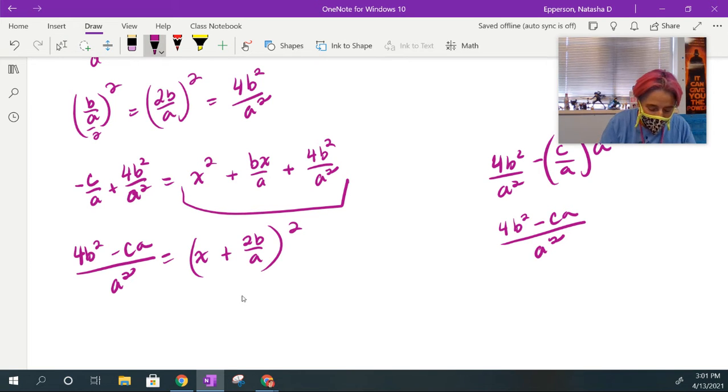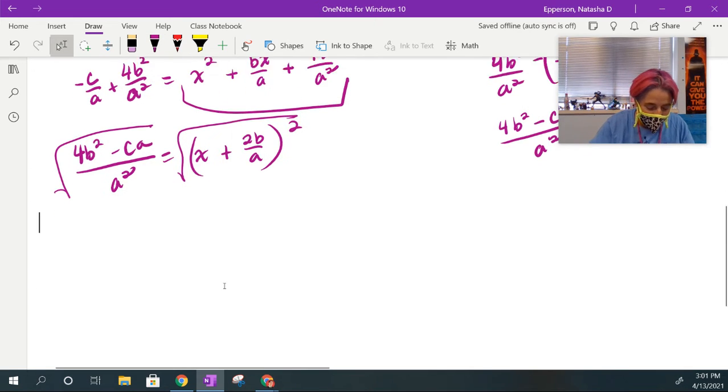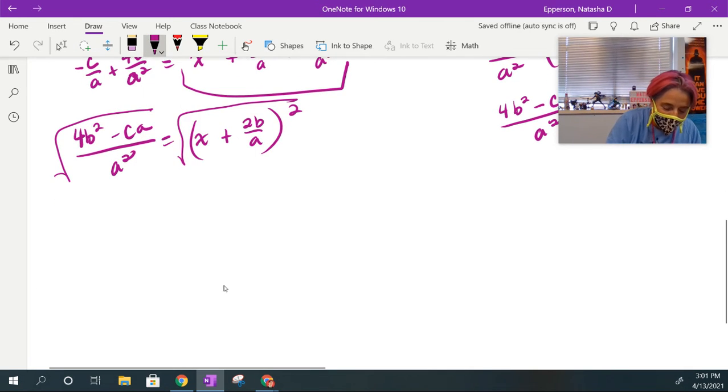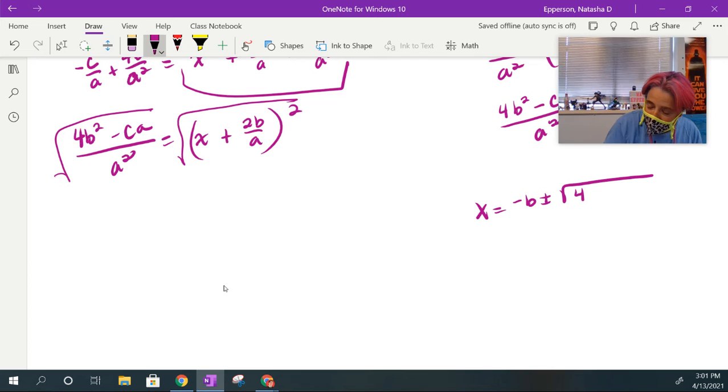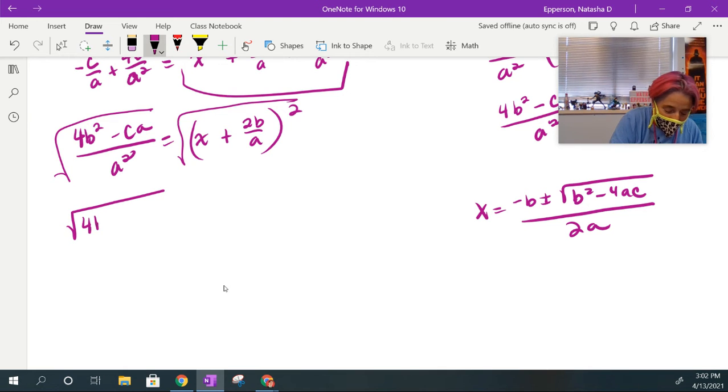All right, now I'm going to take the square root of both sides. We'll see if I made a mistake. I might have to redo this. We'll find out. It should give me the quadratic formula, which is x is equal to minus b plus or minus the square root of 4b squared minus 4ac all over 2a. All right, I'm going to take the square root of the top and the bottom. So that's the square root of 4b squared minus, yeah, this should be 4ac.